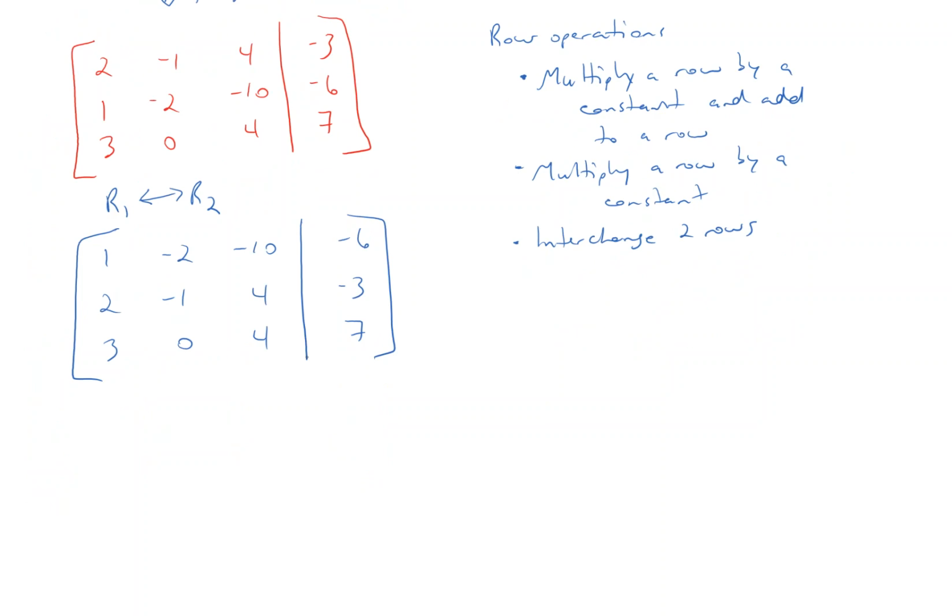Now I can take this 1 and turn it into a -2 to cancel that 2. So I'll take -2 times row 1 and add it to row 2 to get a new row 2. And to cancel my 3, I'll multiply my row 1 by -3. So -3 times row 1 plus row 3 is going to give me my new row 3. Let's see what that looks like.